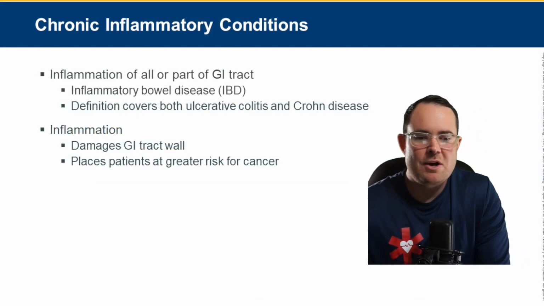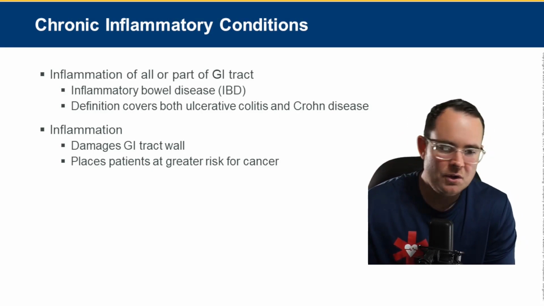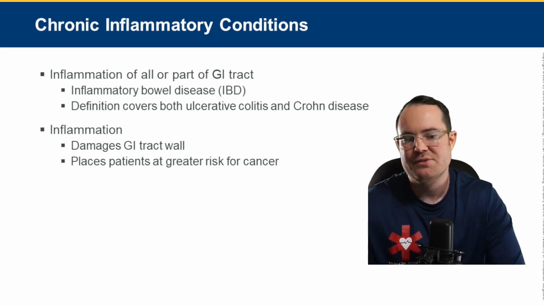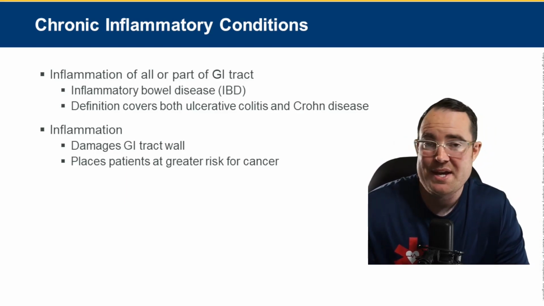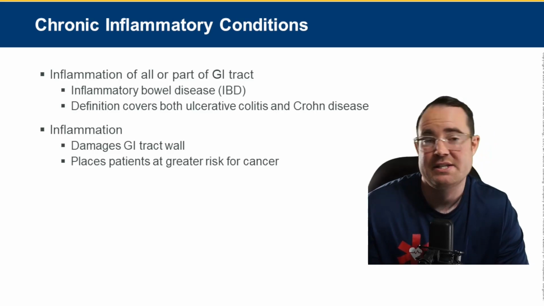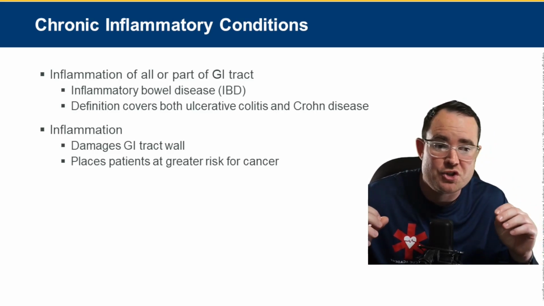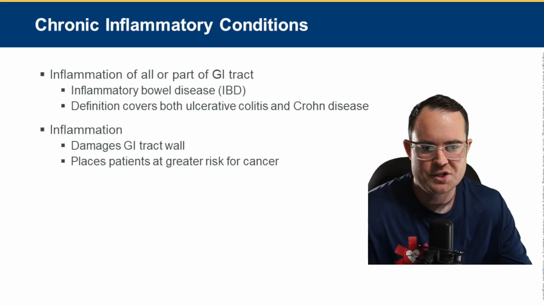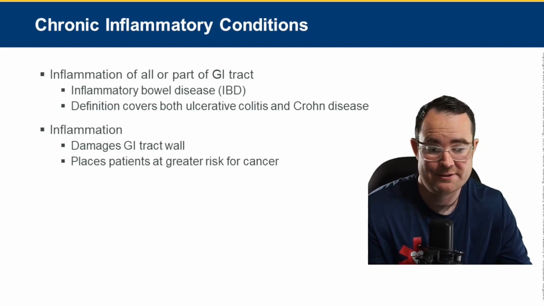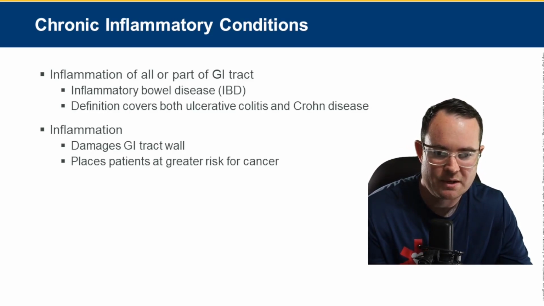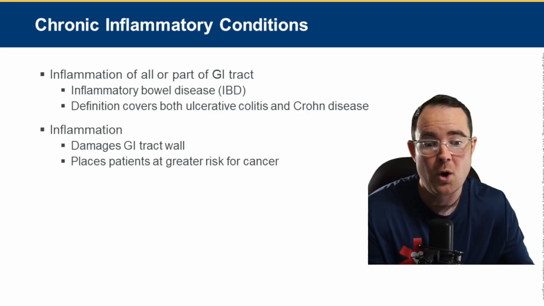All right. Talking about chronic inflammatory conditions, inflammation of all or part of the GI tract. The first thing it wants to talk about is inflammatory bowel disease. This is not IBS. This is a disease. So it's actually damage or altering of the actual GI tract itself. Okay. The definition covers both ulcerative colitis and Crohn's disease, which we'll be talking about. And exactly what I just said, damage to the GI tract wall itself.